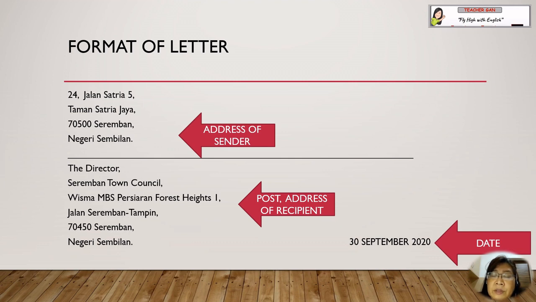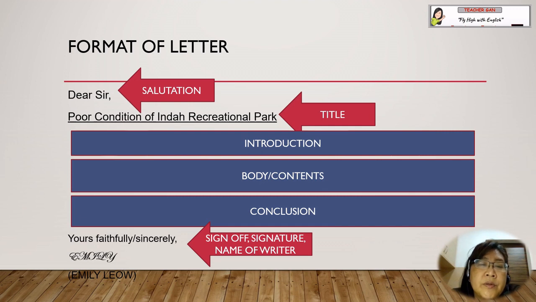The September, which is the month, remember that it has to be in uppercase or capital letters. And then you must spell September or other months in full. Next, make sure that you write the salutation, dear sir, and then the title, it should be Poor Condition of Indah Recreational Park. Then you have your introduction, your body or contents, and then your conclusion.